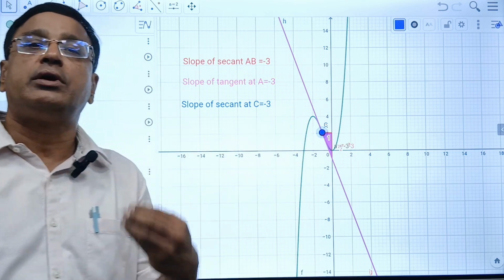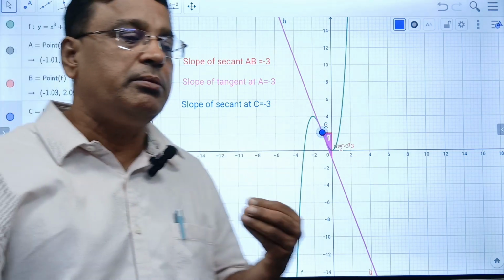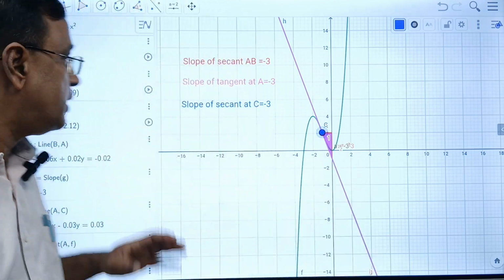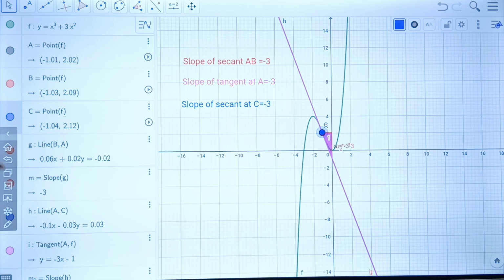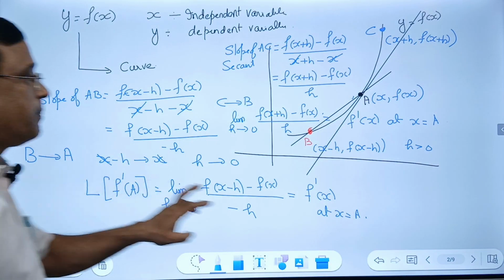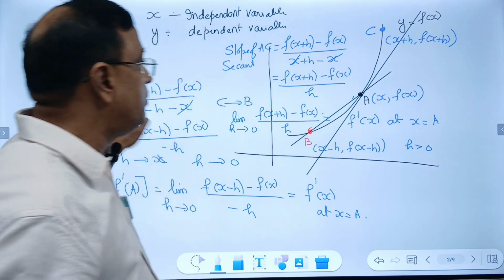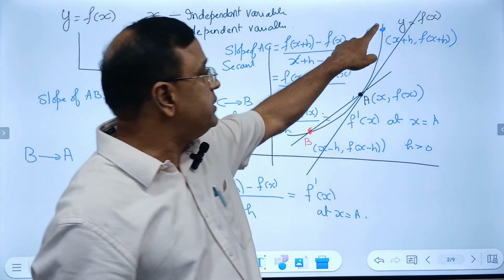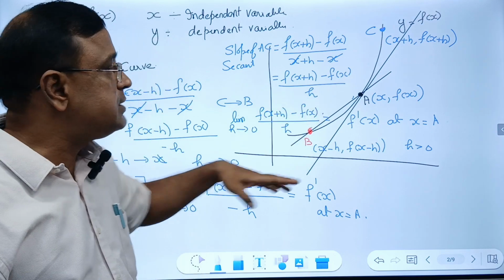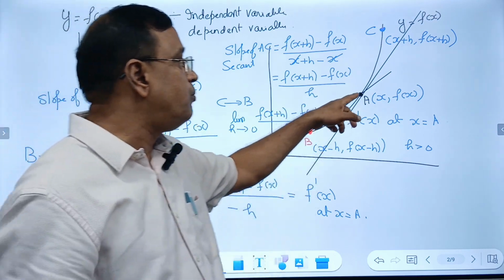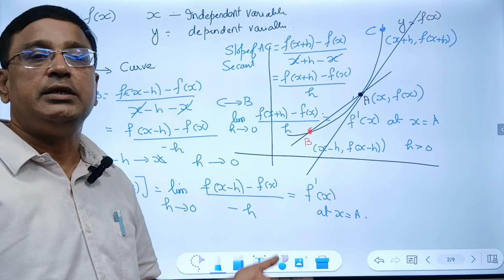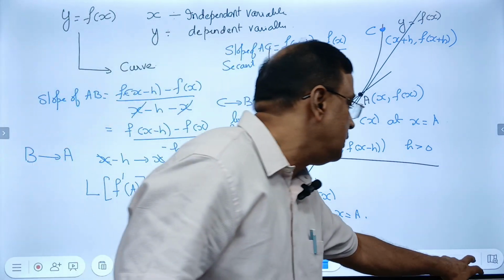So what is the geometric meaning of dy by dx? The geometric meaning of dy by dx is that it gives you the slope of the tangent to the curve. Okay. Now with that, we will continue with our usual routine of solving problems. This is what I was talking about. So I have taken a point B, I have taken a point C. B approaches A from the left side, C approaches A from the right side. Both of them approach a particular point, and at that point, the slope of the tangent is f dash of c.